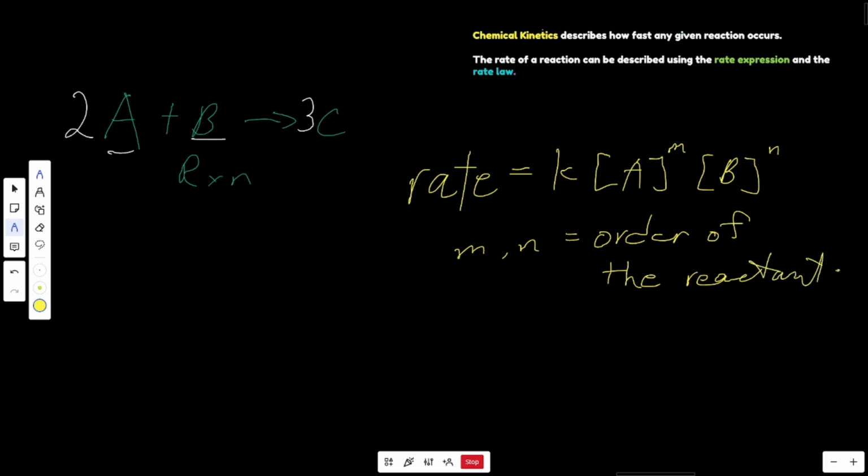Now, when we talk about the order of a reactant, I want you guys to think about the relation of the concentration of one substance to how fast it's going to be consumed. Well, simply put, the rate of a substance is going to be changed based on the concentration of a reactant. Well, the larger the concentration, the faster the rate.